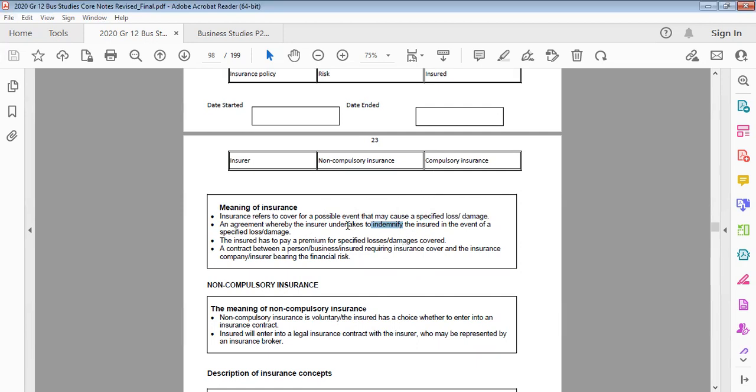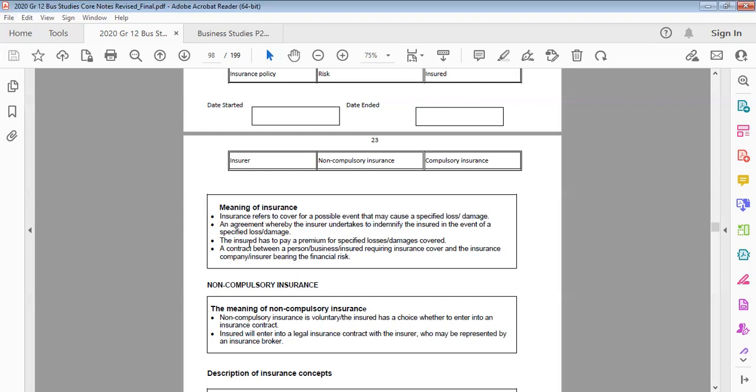Bear in mind, we're not talking about assurance, we're talking about insurance. With assurance, there are words such as security and more long-term definite events that happen. But insurance in general is to indemnify the insured in the event of any loss or damage. The insured pays a premium. It is a contract between a person or business requiring insurance cover, and the insurance company bearing the financial risk.